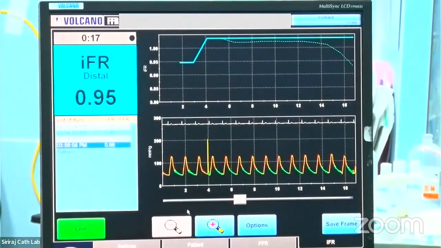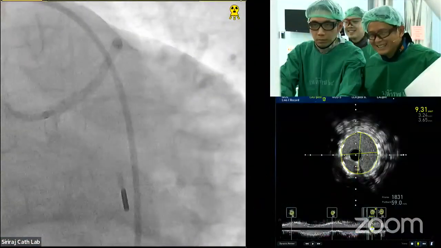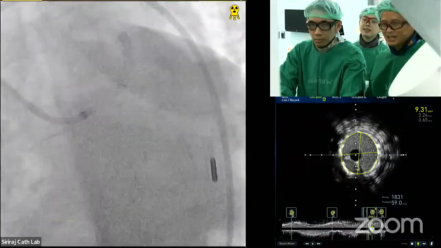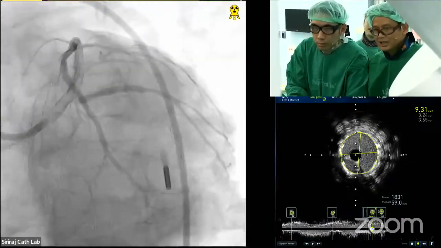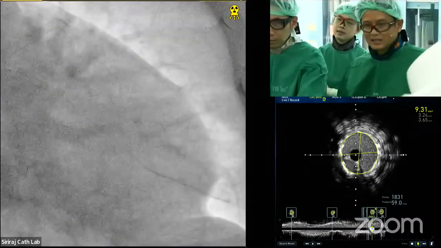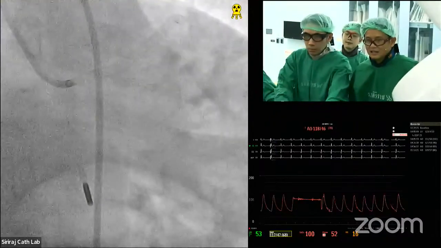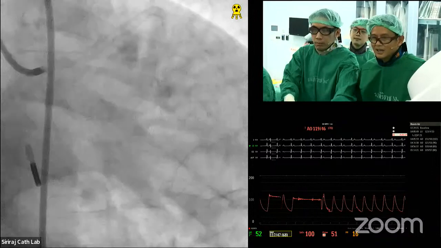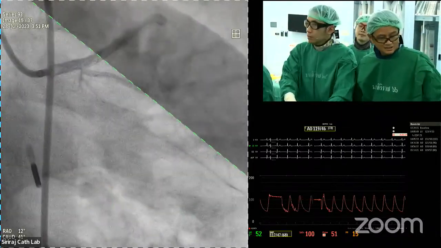Okay, no dissection, complex. Okay. We do three pictures. We turn off the balloon pump at the moment. Okay. Good. Okay. And then yeah, very nice, excellent.